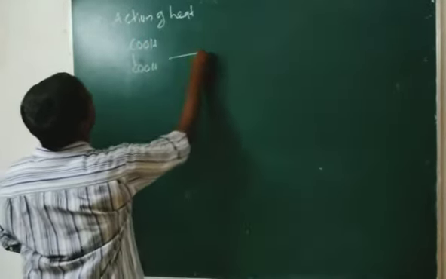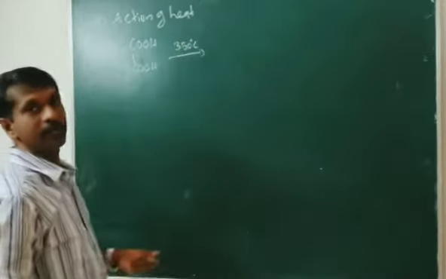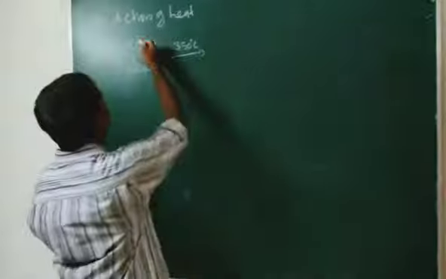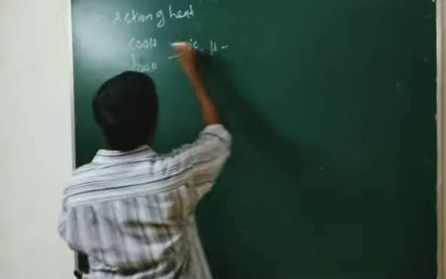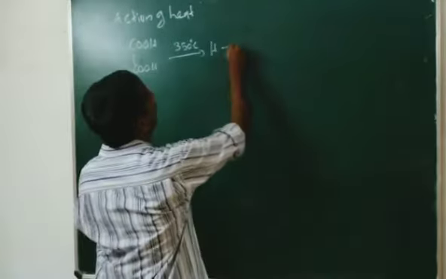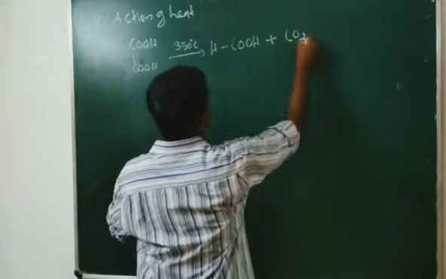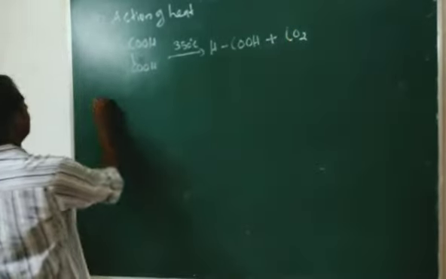COOH when heated at 350 degrees Celsius, or heated with acetic anhydride, what we get? We get decarboxylation, CO2 will be eliminated and we get monocarboxylic formic acid plus CO2.